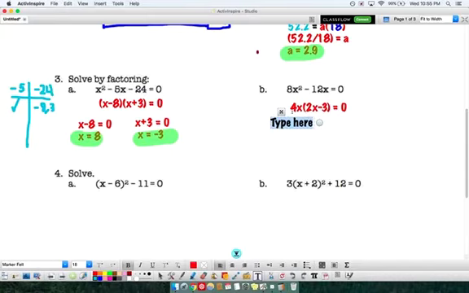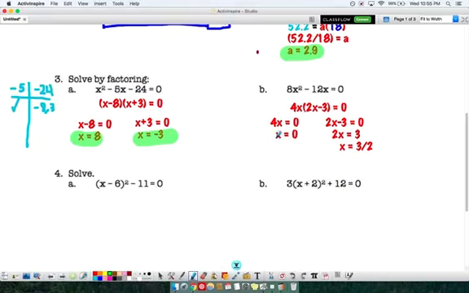Alright, so we're going to set this equal to 0 and this one equal to 0. So 4x equals 0, or 2x minus 3 equals 0. So that means divide by 4 and you get x is equal to 0, or 2x is equal to 3 by adding 3. Divide by 2 and you get x is equal to 3 divided by 2, or that's 1.5. So there are your two roots, x equals 0 and x equals 3/2. Easy peasy, right?